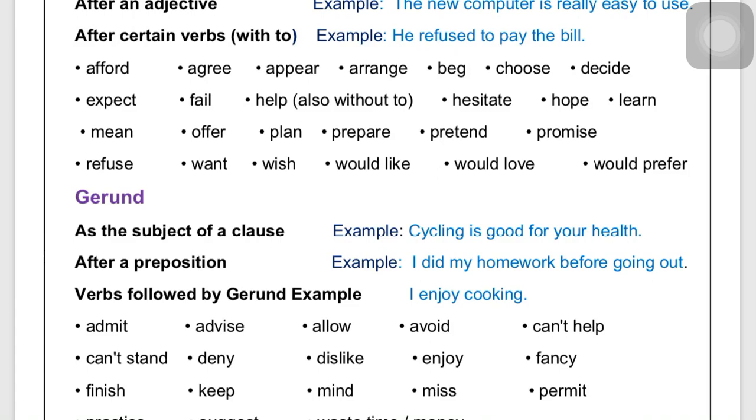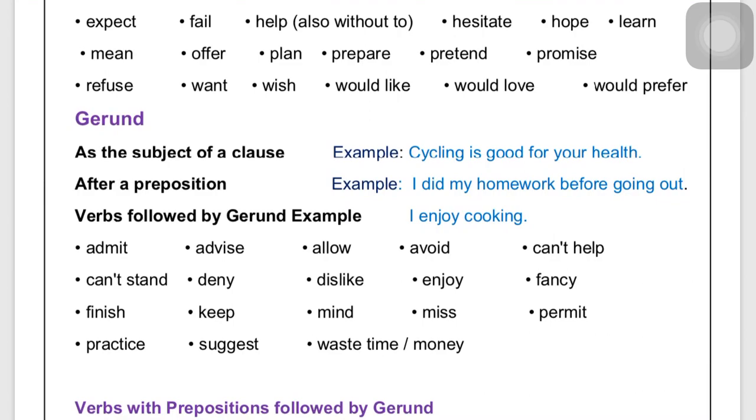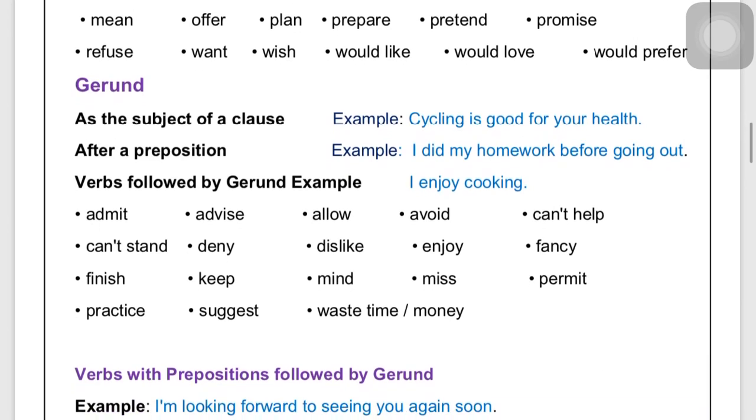We have a list of verbs, which is admit, advise, allow, avoid, can't help, can't stand, deny, dislike, enjoy, fancy, finish, keep, mind, miss, permit, practice, suggest, waste time, or waste money.